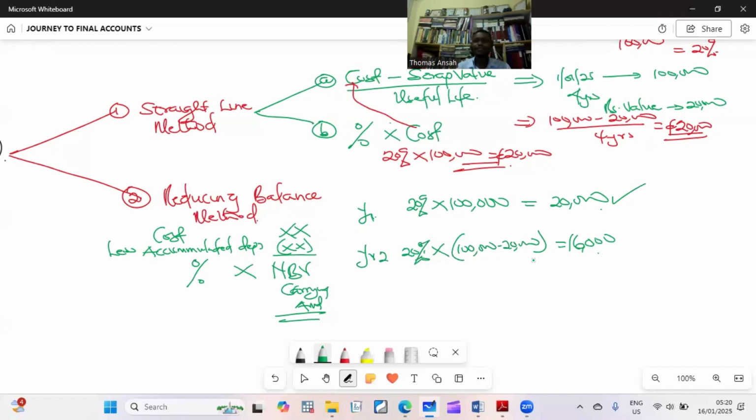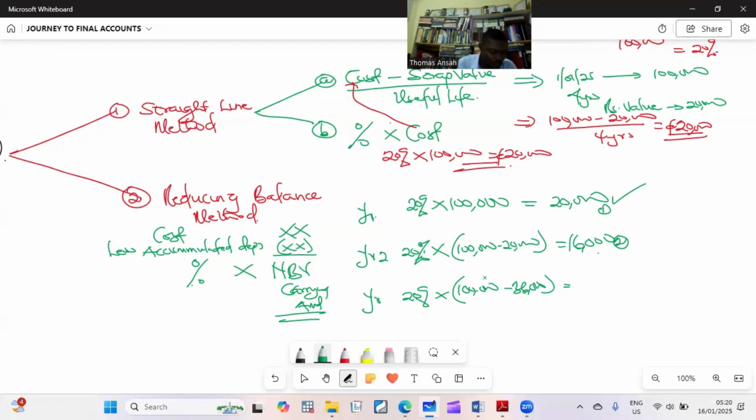The essence is that if you buy an asset new, it has more strength than when it is getting older. So what would the third year be? It will still be the same 20% rate, multiplied by the net book value. What is the net book value? Cost, which is 100,000, minus accumulated depreciation. The accumulated depreciation is years one and two, which is 36,000. So you will now get 100,000 minus 36,000.